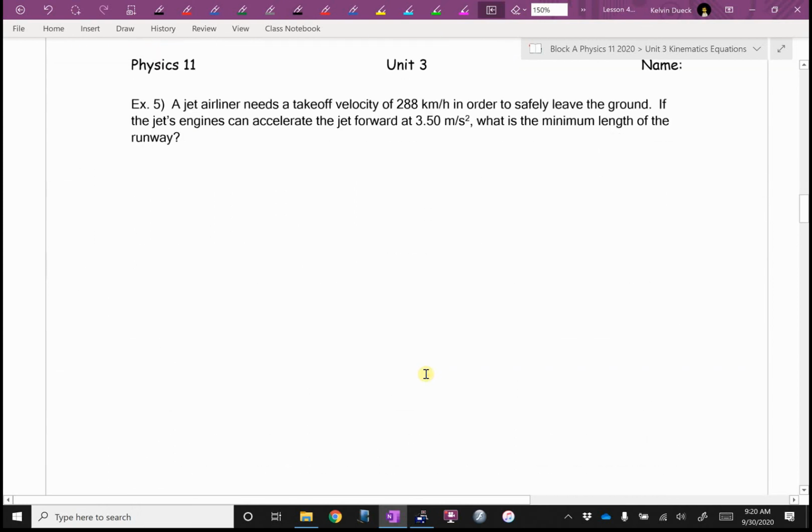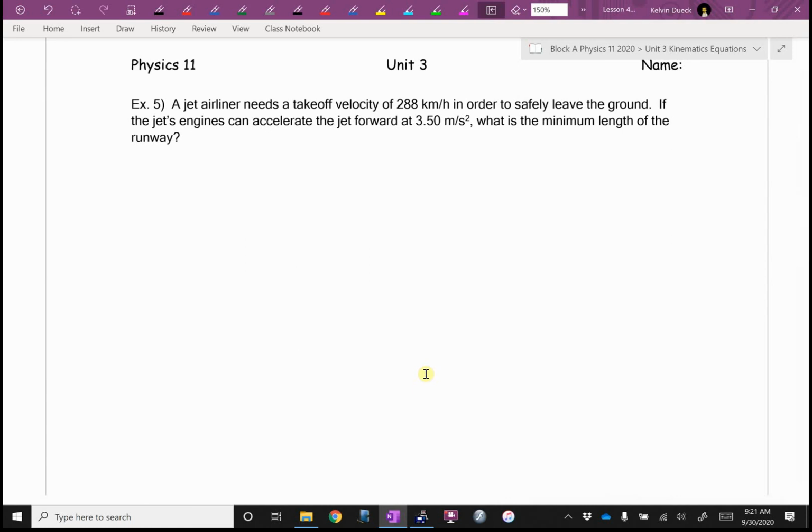Example 5. So trying to show you some applications, one area this is used is in runway design. A jet airliner needs a takeoff velocity of 288 kilometers per hour. Yucky units. I'm going to have to do a conversion in order to safely leave the ground. If the jet's engines can accelerate the jet forward at 3.5 meters per second squared, these are pretty accurate numbers. I Googled some 747 specifications. What's the minimum length of the runway?